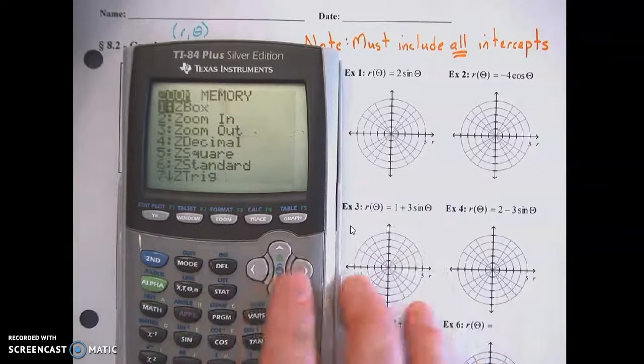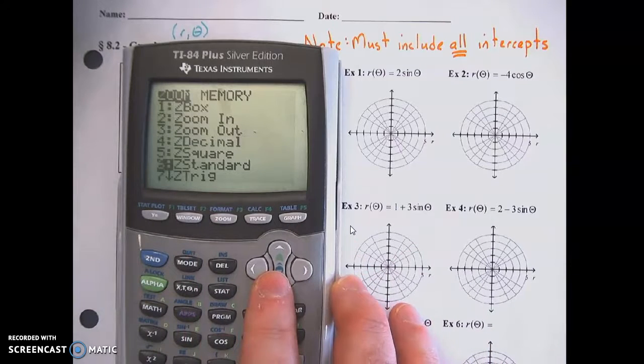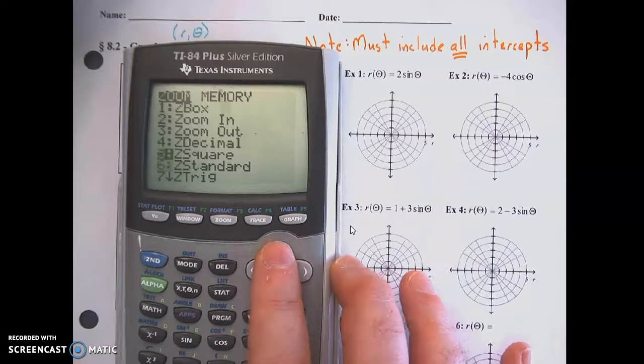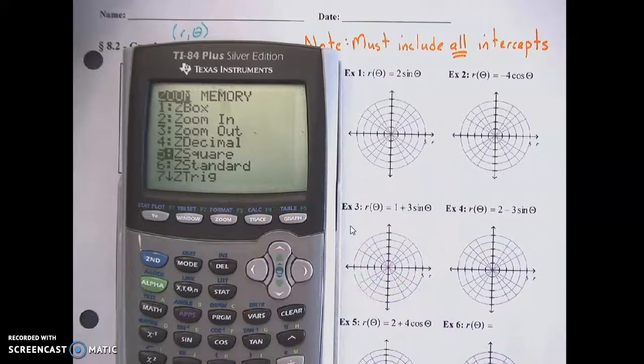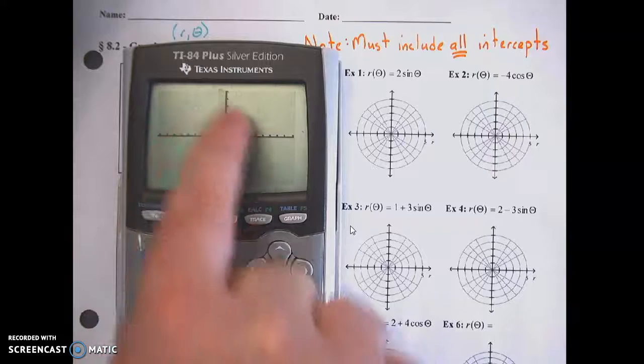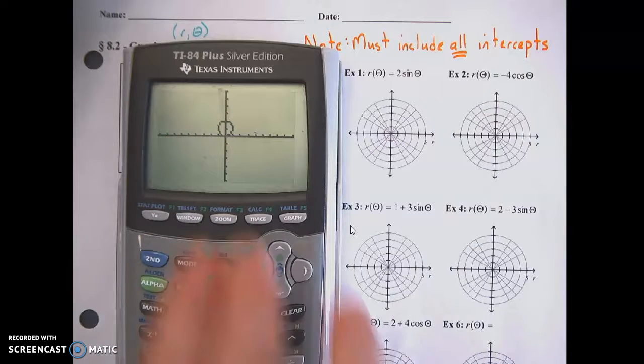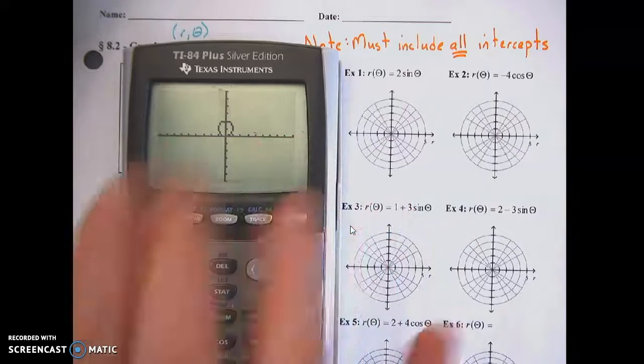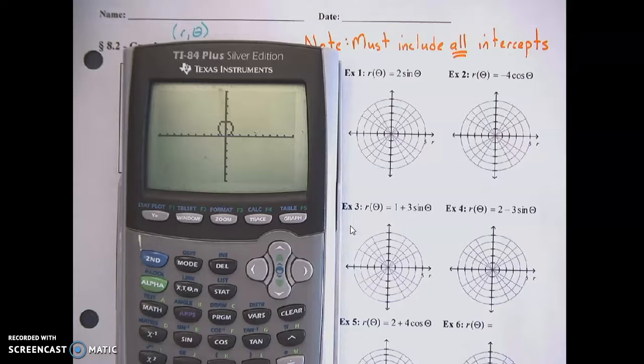But if you go into zoom, remember, we always do zoom standard to get us back to the normal window. Well, right above that is zoom square. And what that does when you select that is it takes your window, I'm sorry, and makes that into a square. So it does extend this a little bit, but at least your picture now looks like a circle.